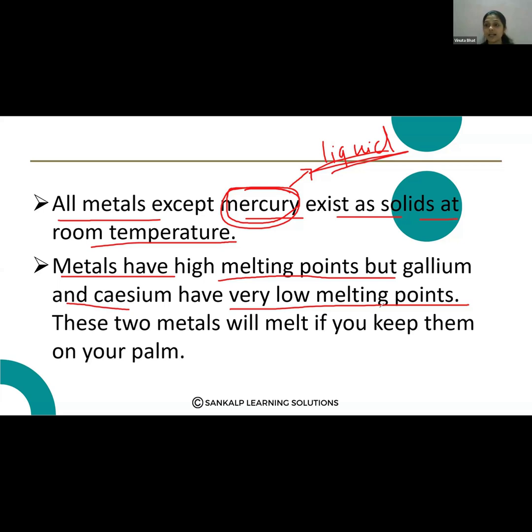They will ask in the MCQ: which of the following metals commonly have high melting point, which of the following have the low melting point. Okay, so that is the thing.